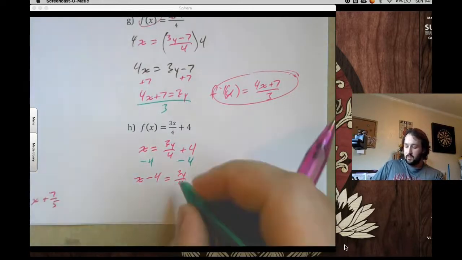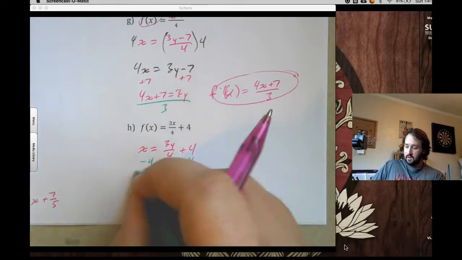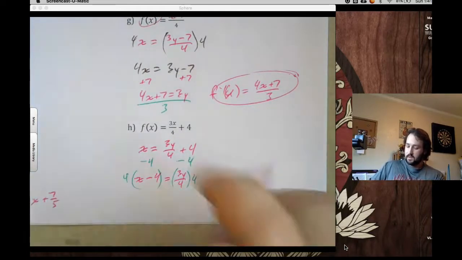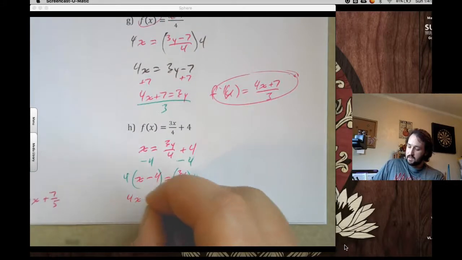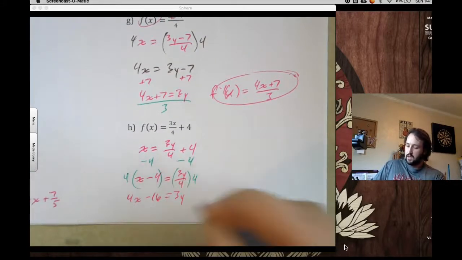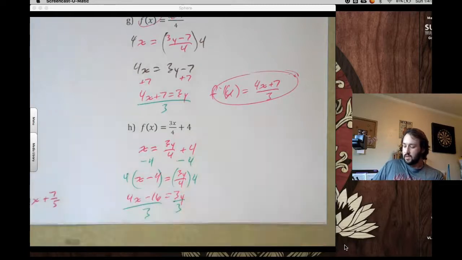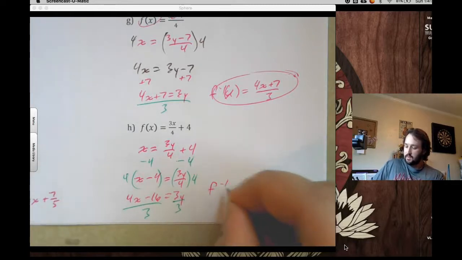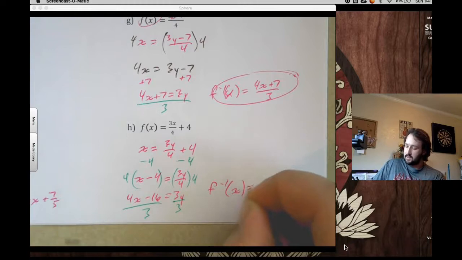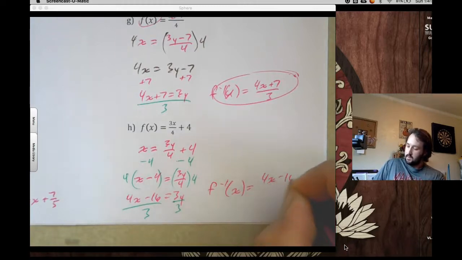And then I would probably get rid of the fraction, so I'd multiply everything by 4 so that this becomes 4x minus 16 equals 3y. And then I would divide everything by 3. That's the process I would take. You don't have to follow that process, but I think it's the easiest for you guys to understand.